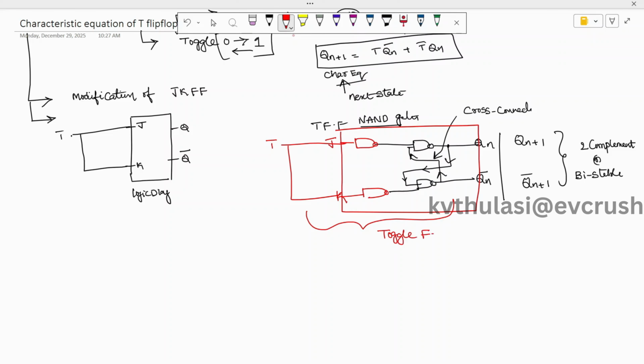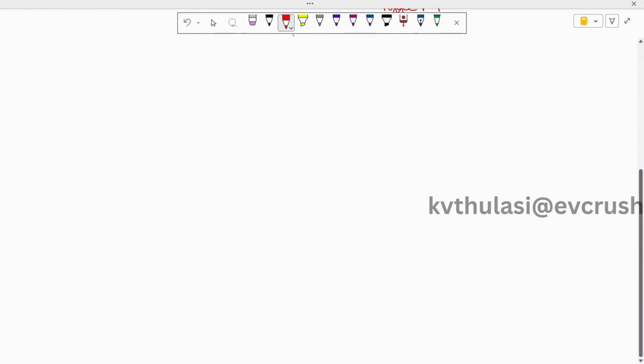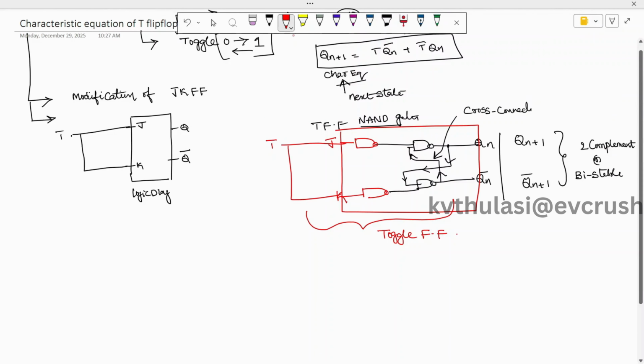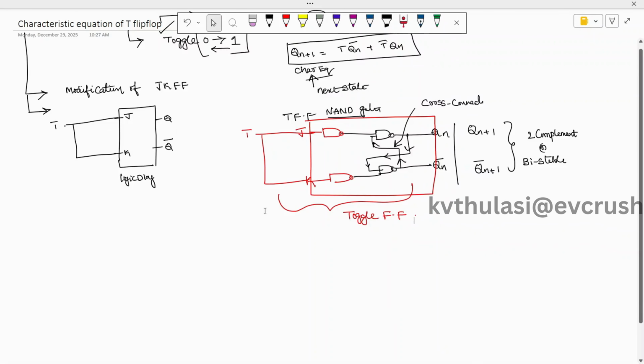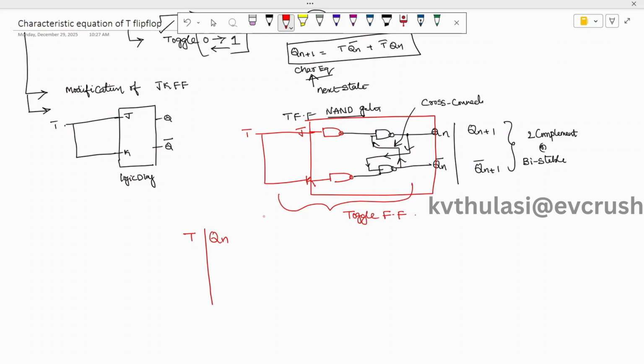Now let us try to understand this one. Let's see how many cases you are going to have. From the diagram you have two inputs. First, T is there, and another input is Qn, and the output is Qn+1. So T is called the toggle input, Qn is called the present state, and Qn+1 is called the next state of the flip-flop.